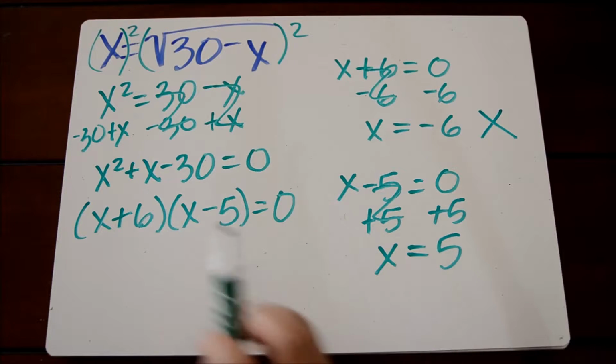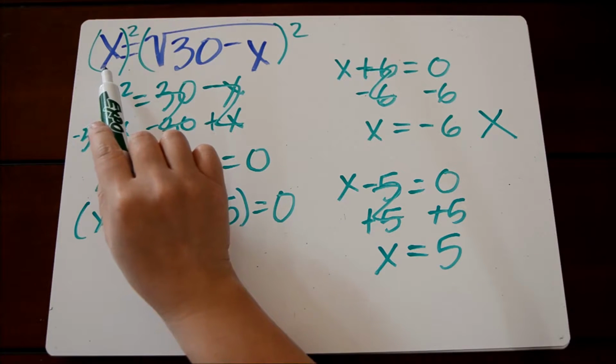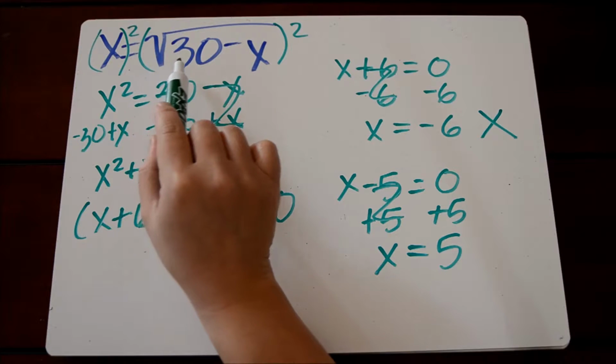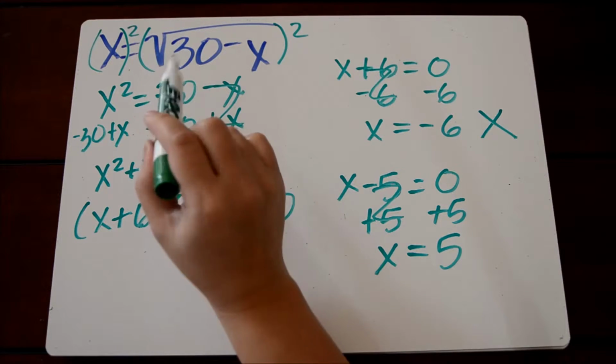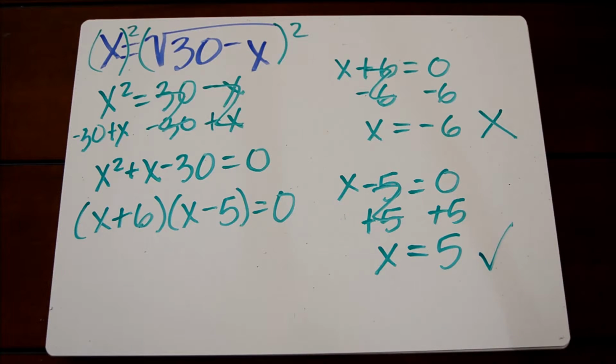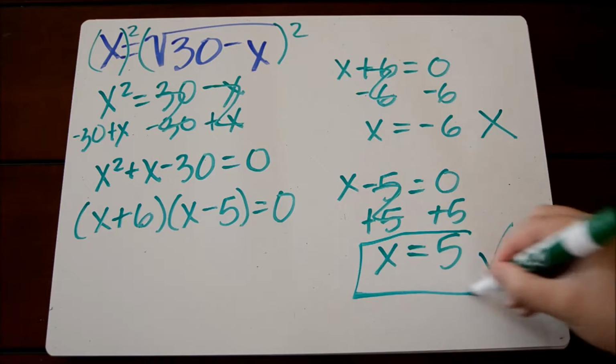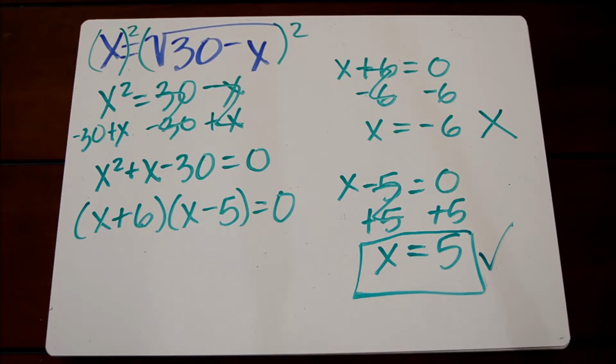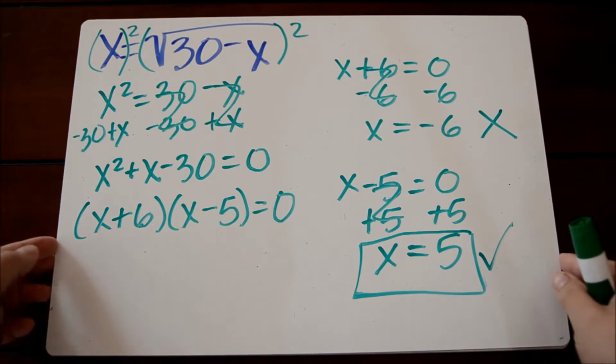When we substitute 5, we get 5 on the left-hand side. And then 30 minus 5 is 25. The square root of 25 is, in fact, 5. So our solution for this radical equation is x equals 5. Negative 6 is called an extraneous solution. It does not work. Let's take a look at another example.